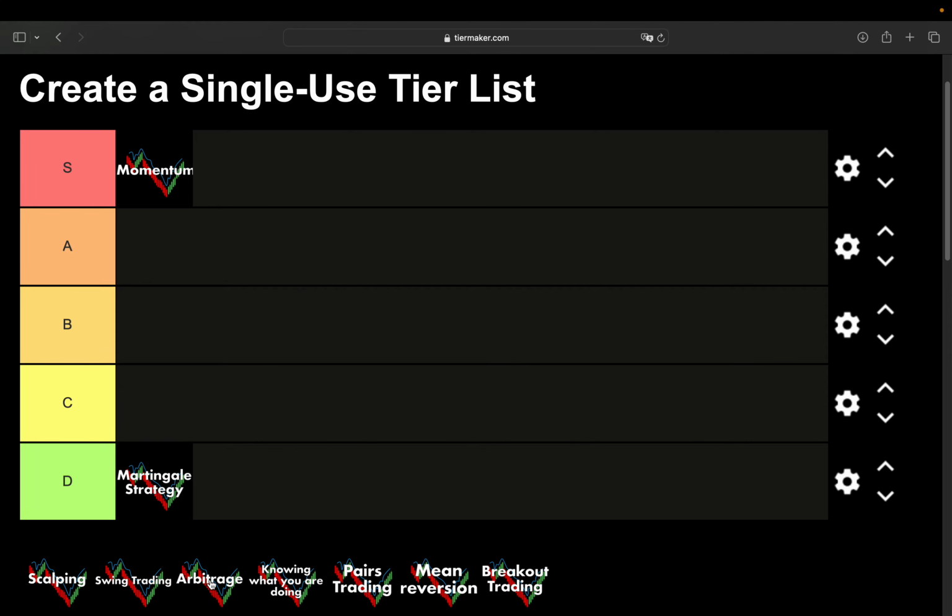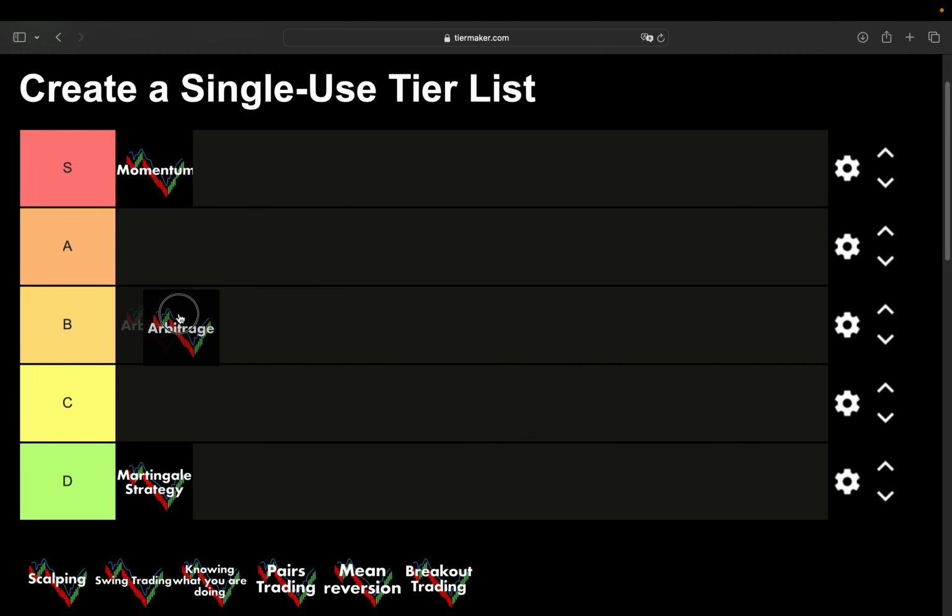Next up, arbitrage. The strategy exploits price differences between markets or instruments. It's low risk, or in academic terms even no risk, and can almost guarantee profits if done correctly. But it requires significant capital and is extremely complex to execute. While effective, practical challenges and capital requirements place arbitrage in the B tier for me, at least for private investors or traders or whatever you want to call them.